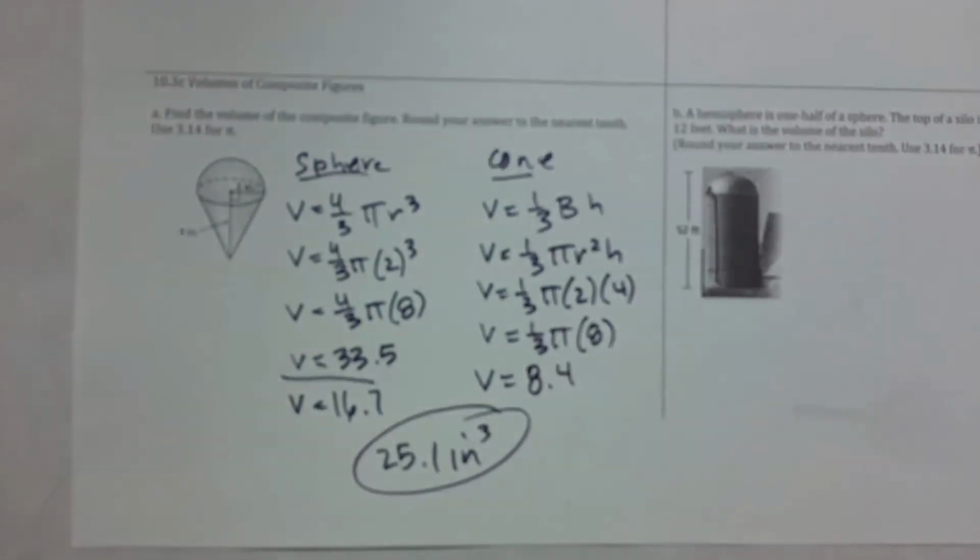So again, we're doing two pieces here. We're finding the volume of each of the parts and then adding them together. All right, let's take a look at the second one. A hemisphere is 1/2 a sphere. The top of a silo is a hemisphere with a radius of 12 feet. What is the volume of the silo?